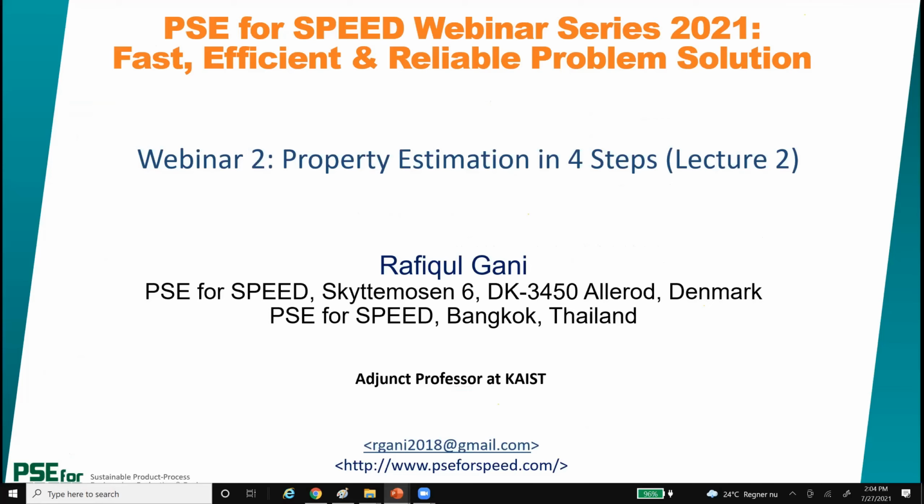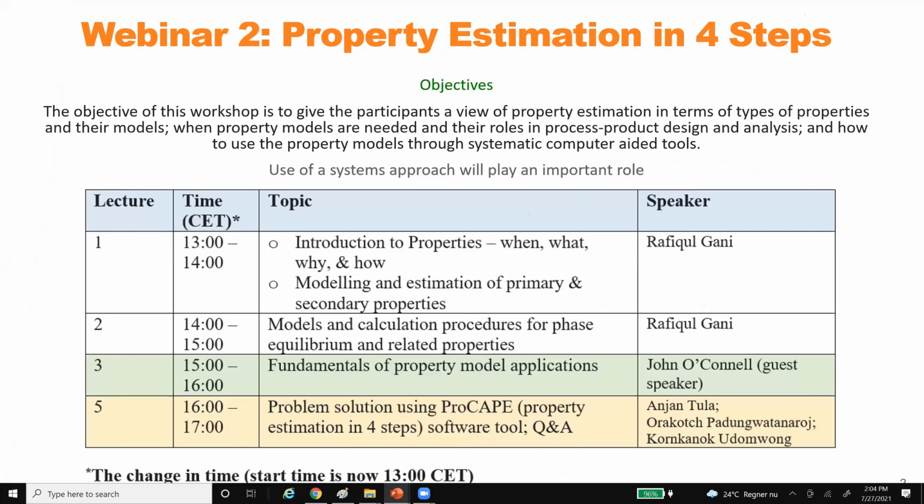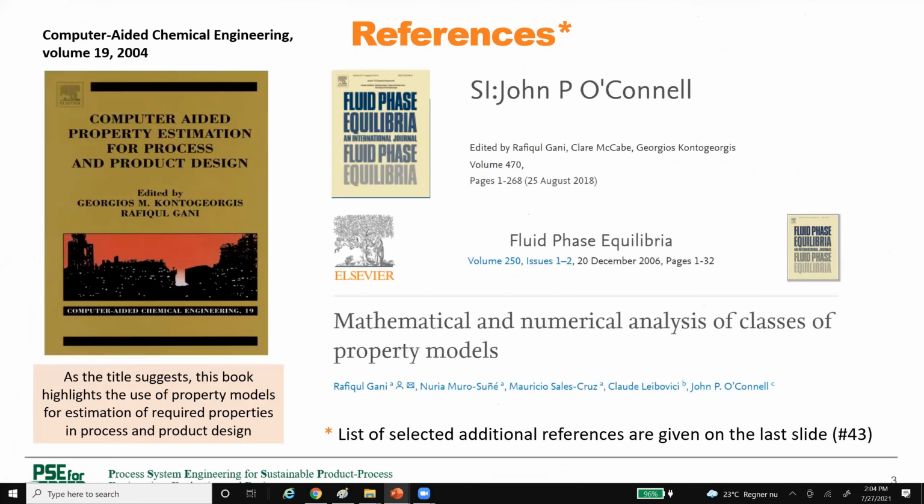So this one is going to be property prediction, but for mixtures and related to phase equilibrium. So I just show you the plan again. And the references on slide 43 are different now. They are for mixture properties and phase equilibrium properties.